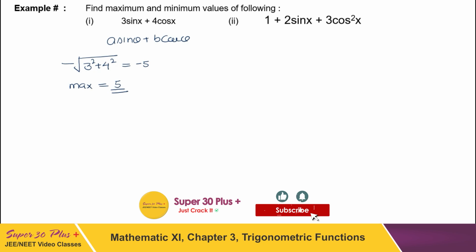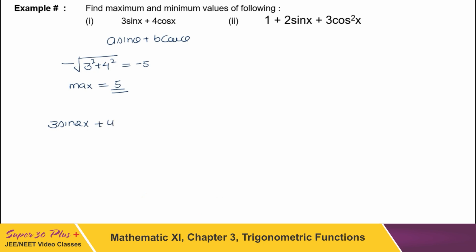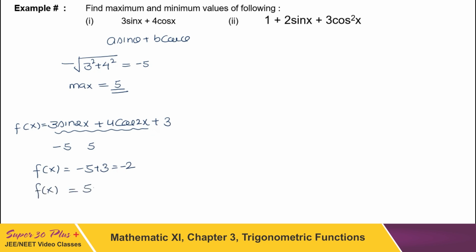Suppose here is a question: f(x) equals 3 sin 2x plus 4 cos 2x plus 3. Then what is the maximum and minimum value? As we know, for this portion the minimum value is minus 5 and the maximum value is plus 5. Then finally the minimum value of the expression f(x) is minus 5 plus 3, which is minus 2. And the maximum value of f(x) is plus 5 plus 3, which is equal to 8. Here is one more question.